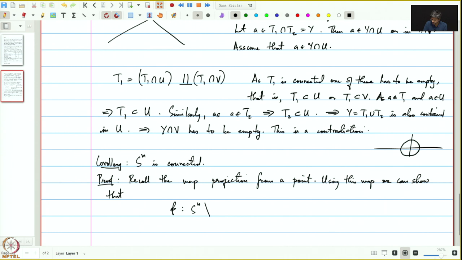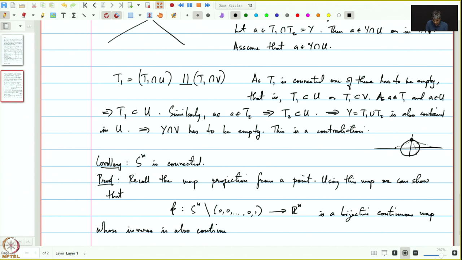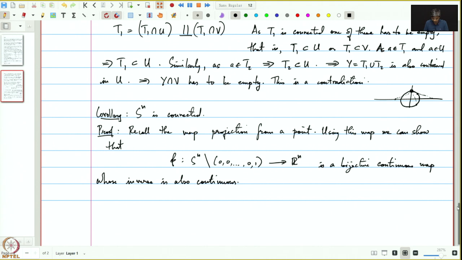We are taking the sphere, we remove the north pole, one point, and then we project to this plane. We have shown that this map phi from Sn minus the north pole to Rn is a bijective continuous map whose inverse is also continuous. Let psi denote the inverse.